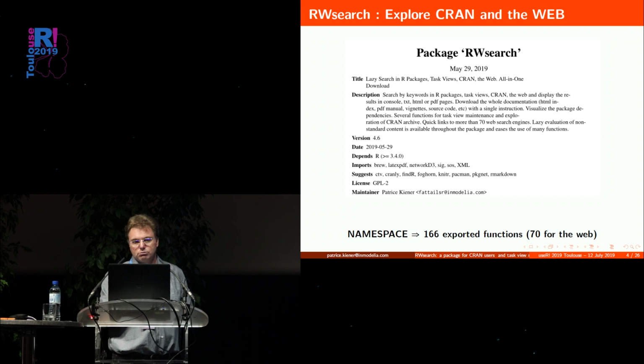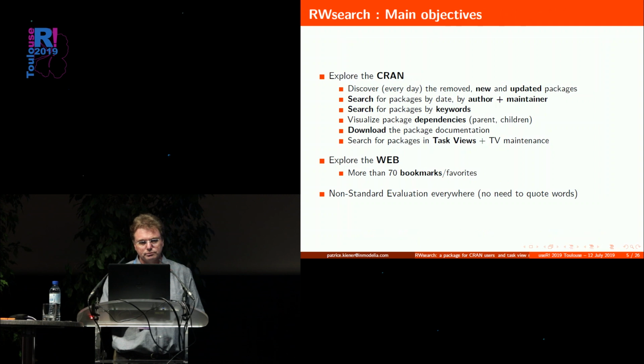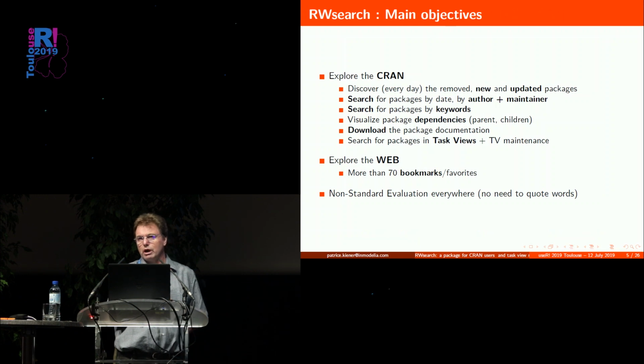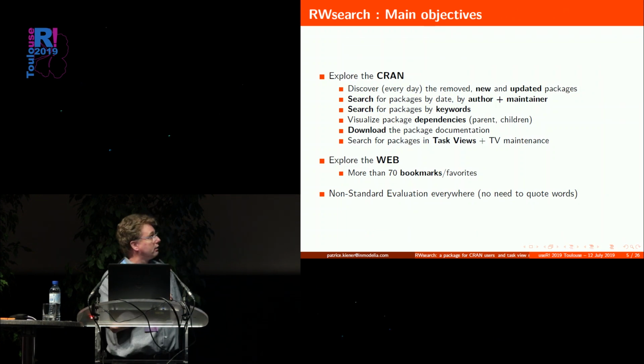My package is rather big. As you can see, there are 166 exported functions in the namespace, so 70 for the web, but maybe 80 for some. I have a few dependencies, and I'm the only package that made a suggestion to the CTV package. The objective was to detect packages removed from CRAN. Maybe you don't know, but out of the 14,500 packages, there are 2,500 packages that have been removed from CRAN and are now in the archive. So there are some functions to deal with them.